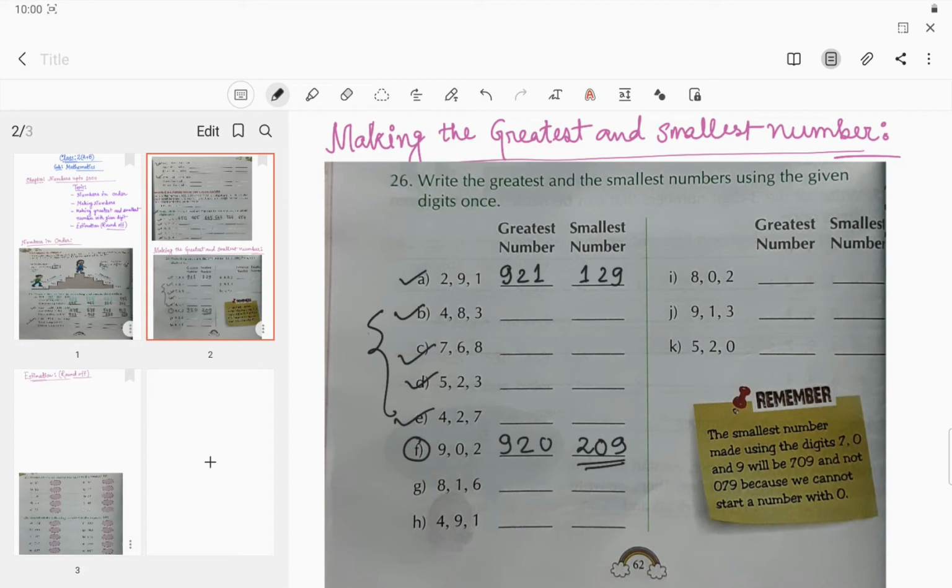Okay, similarly if I solve the next number, we can apply the same logic. Obviously the greatest number is 8, 2 and 0, that means 820. And when you are making the smallest number, at first 2, then 0, then 8, that is 208. Similarly, the rest of the part you can solve using this property.